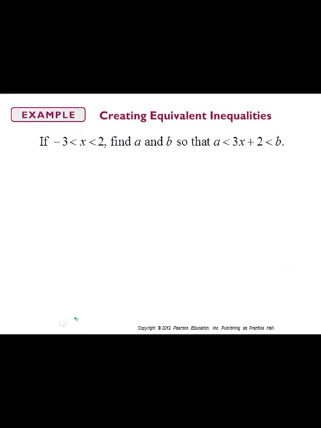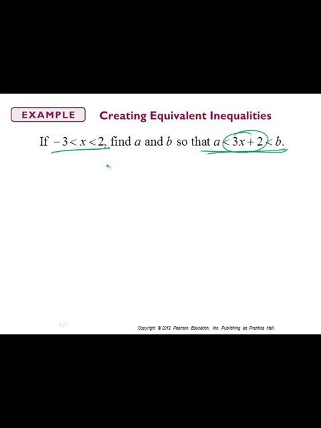All right. We could also do this crazy trick where you start off with this simpler inequality, and then we can kind of work backwards to find out what you need to do in order to get a certain expression in the middle of that double inequality. So, for example, if x is greater than -3 but less than 2, then what would a and b have to be so that this inequality is true?